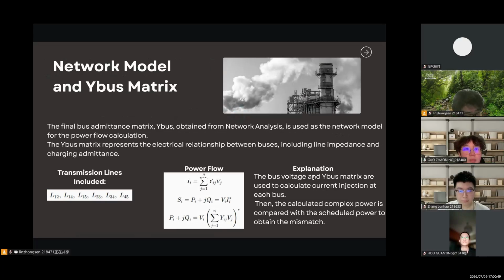So this slide explains the network model used in the power flow calculation. The final Y-bus matrix from the network analysis is used directly here. It represents the electrical connection between all buses, including line impedance and charging admittance. The network includes 6 transmission lines as follows. The formulas show the relationship between bus voltage, current injection, and complex power. The main idea is simple. The bus voltages and Y-bus matrix are used to calculate power at each bus. Then the calculated power is compared with the scheduled power to get a mismatch.